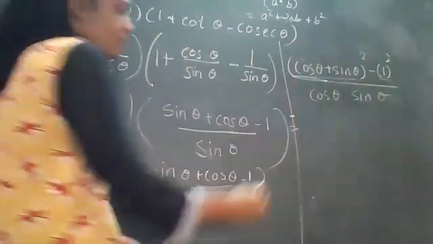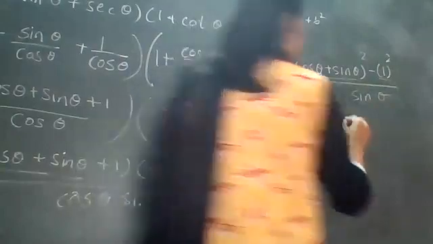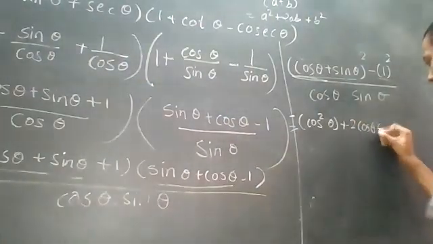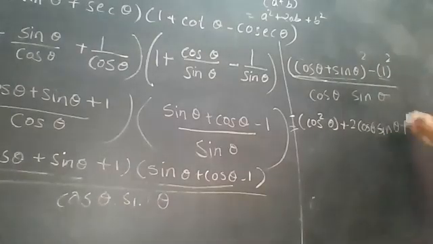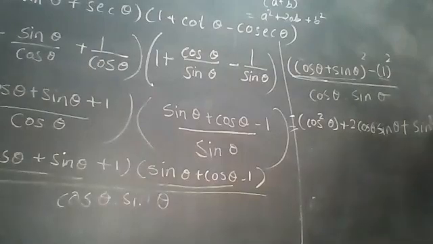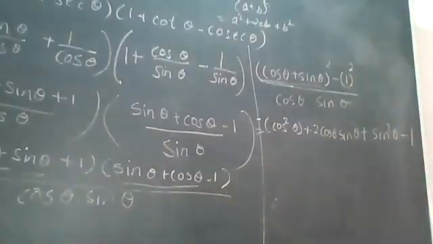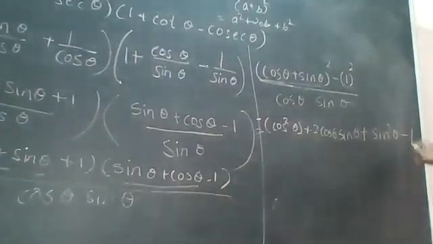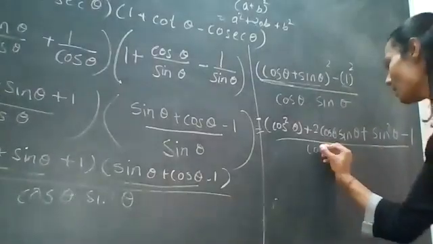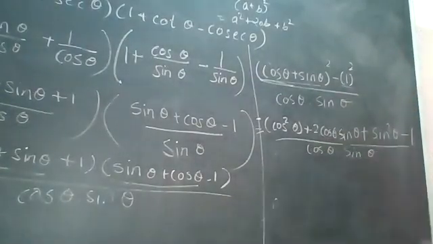Okay. So here we are using cos square theta plus 2 into cos theta into sin theta plus sin square theta, right? And minus 1 square will remain as it is, all divided by cos theta into sin theta.